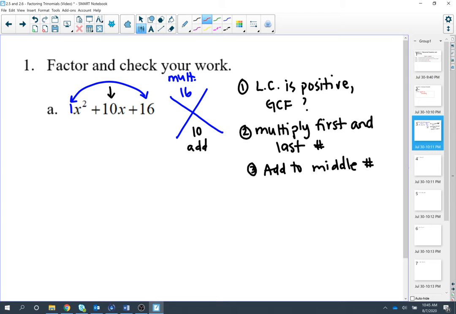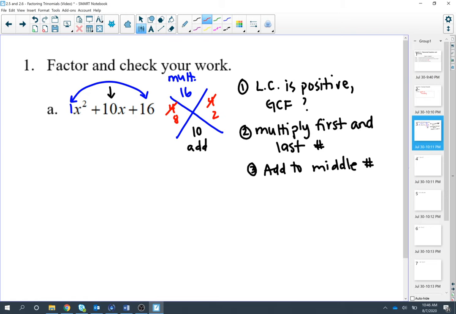So the first thing I'm thinking is, okay, multiply to 16. Well, that would be 4 times 4. 4 times 4 is 16. But what is 4 plus 4? Well, that's 8. And I wanted 10. So this was a guess, but it doesn't work. So we're going to guess again. What else will multiply to 16? 8 times 2, right? So 8 times 2 is 16. 8 plus 2 is 10. Bam, I found the numbers I want.